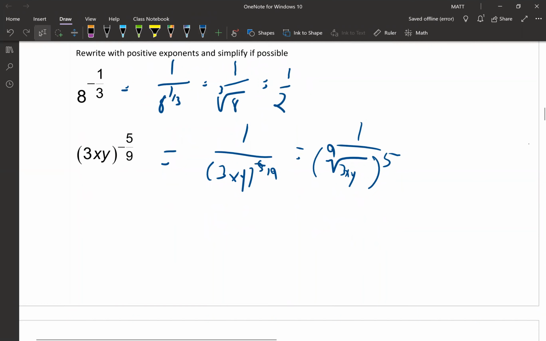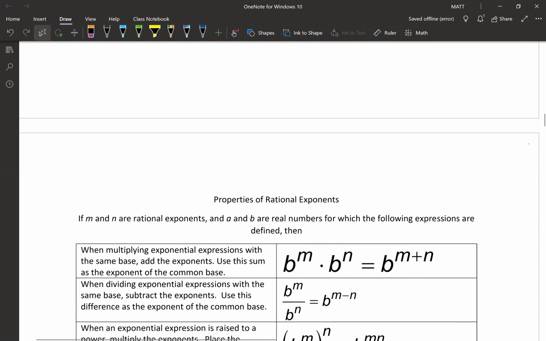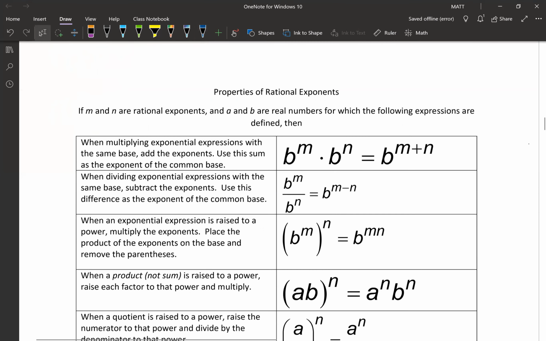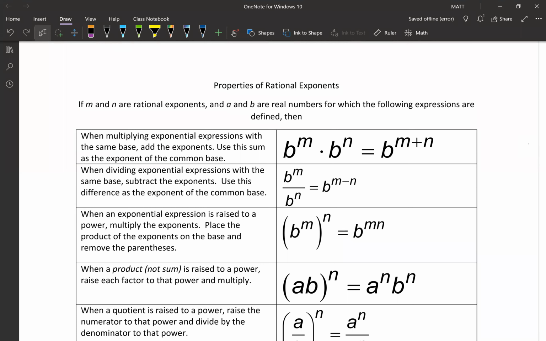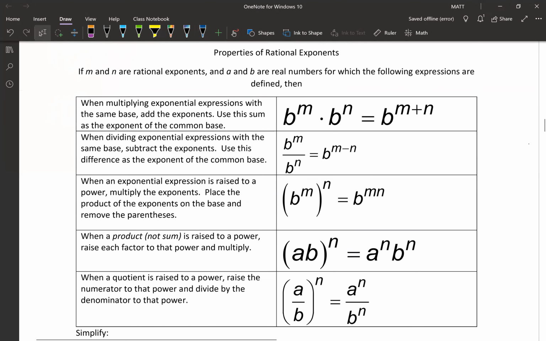Let's move on to the next concept here. We'll talk about a few properties now. These are some special properties that we have of rational exponents, and this is going to help us solve rational exponent problems. If m and n are rational exponents, that's just fractional. Same thing, fractional or rational exponents.